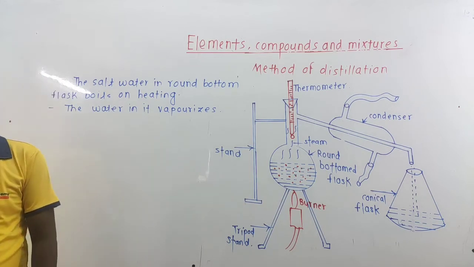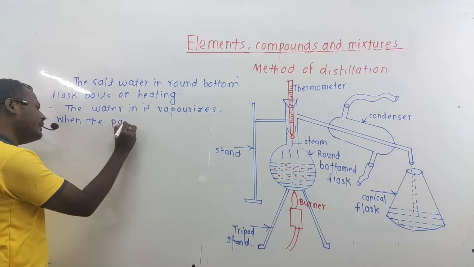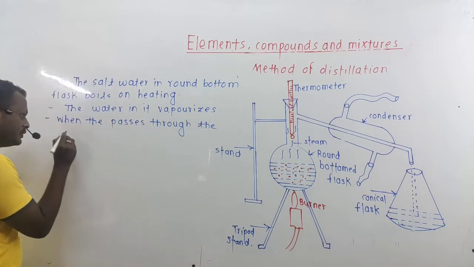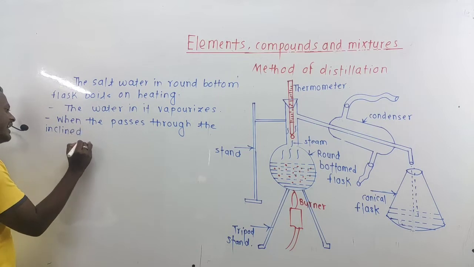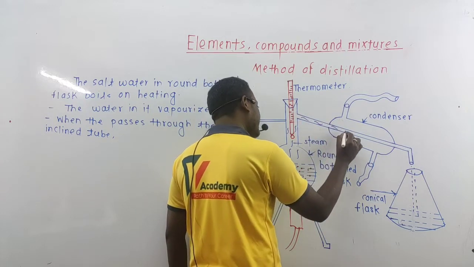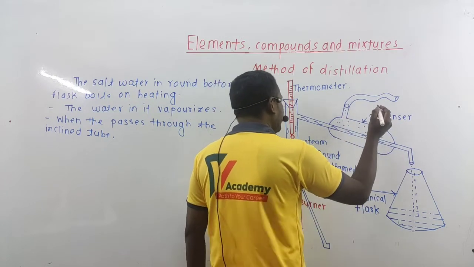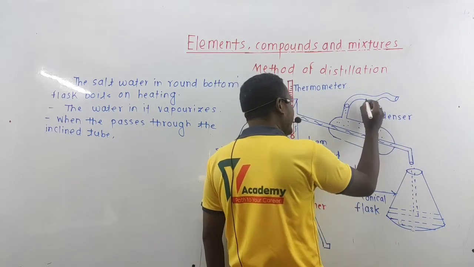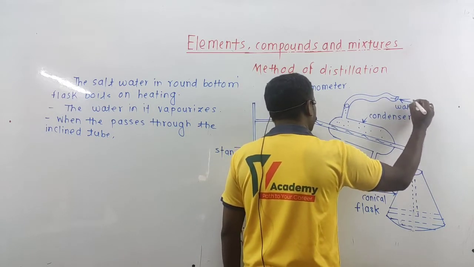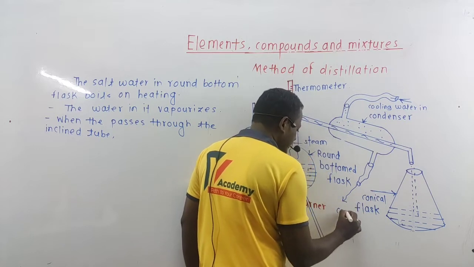When the vapor passes through the inclined tube. त्या ठिकाणी पहा, एक इन्क्लाइन ट्यूब आहे. ज्यावेळेस हे स्टीम पास होते या इन्क्लाइन ट्यूब मधून, तर या ठिकाणी काय, कूलिंग वॉटर आहे, कंडेन्सर. कंडेन्सर इज यूज्ड फॉर कंडेन्स द स्टीम. ओके, सो दिस इज द, from here cooling water in. Okay, and from this cooling water out.